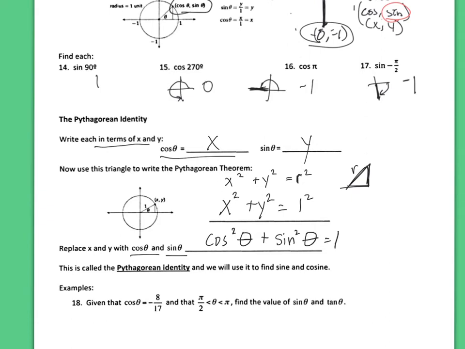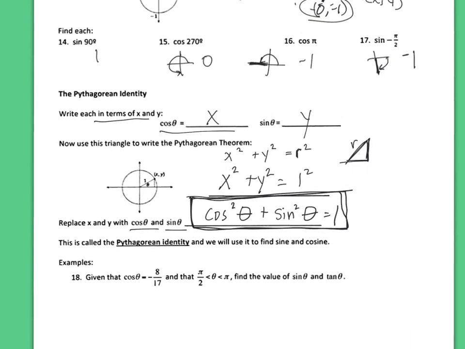And I'm just going to write it as 1 rather than 1 squared, just to keep it a little bit more simple. And this, because it's related to the Pythagorean theorem, is called a Pythagorean identity, which means on the unit circle, this is true for every point. Now it has to be on the unit circle. Not on the unit circle, it doesn't work. So that's kind of a big deal.